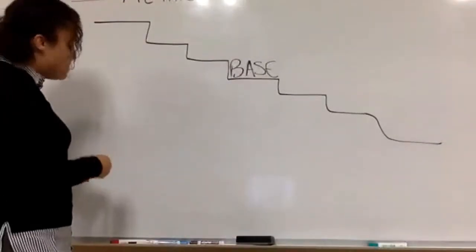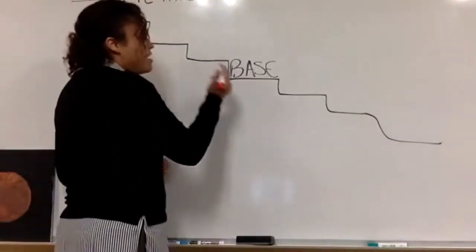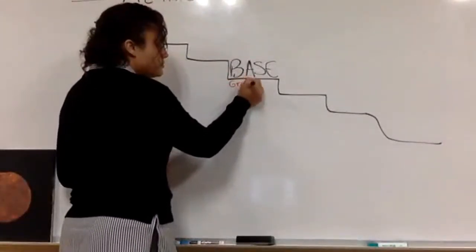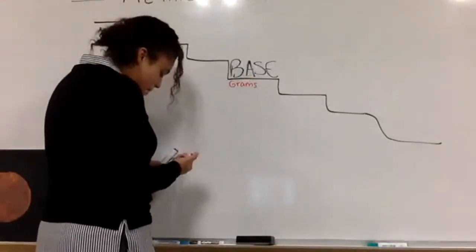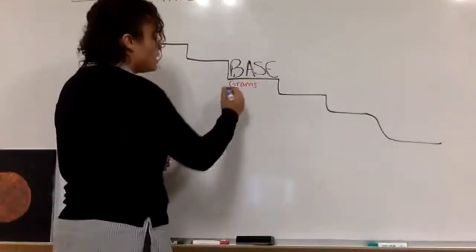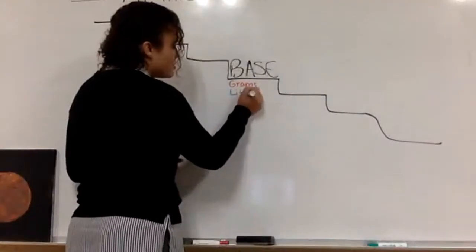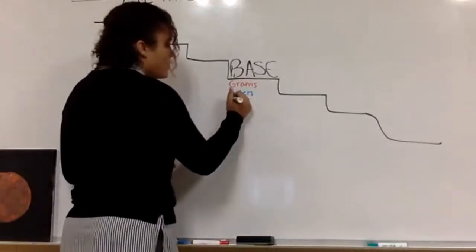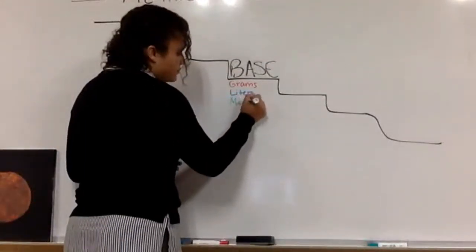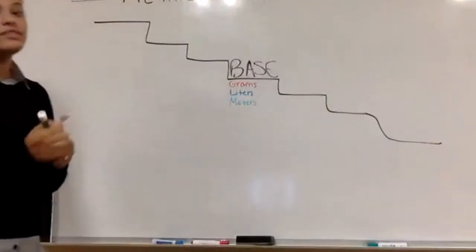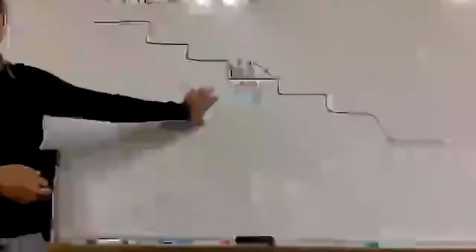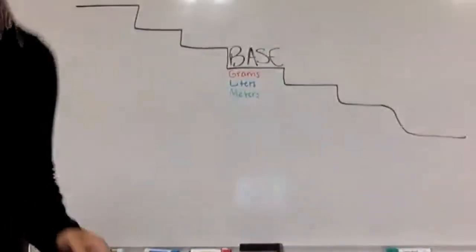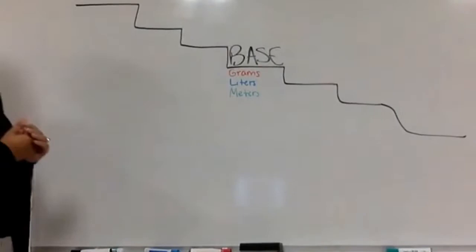All right, so for our base unit, when we talk about mass, it is grams. When we talk about volume, we're talking liters. And when we talk about length, we're going to talk about meters. Grams, liters, meters. Okay? So that's what that looks like. I'm going to scoot you up a little bit, make this a little bit more visual for you. There you go. So we have our base unit.